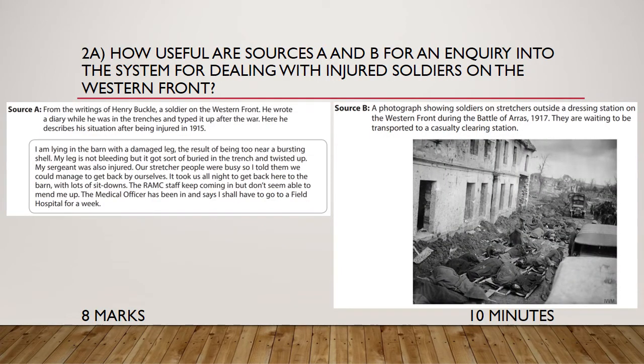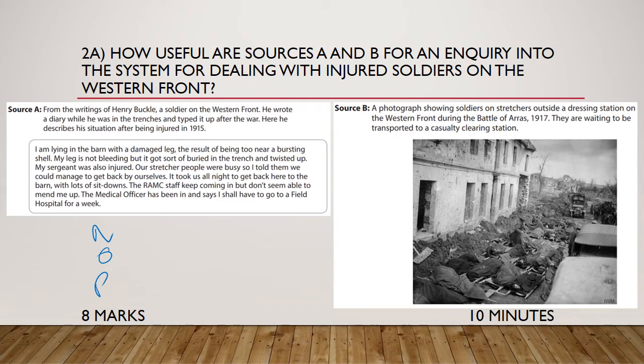Question 2A is asking how useful are sources A and B for an inquiry into, in this case, the system for dealing with injured soldiers on the Western Front. Notice that this is 8 marks, 10 minutes. You've got 2 sources. You are going to be looking at nature, origin and purpose, NOP. Don't forget to use a little bit of own knowledge. Let's have a quick look at source A.